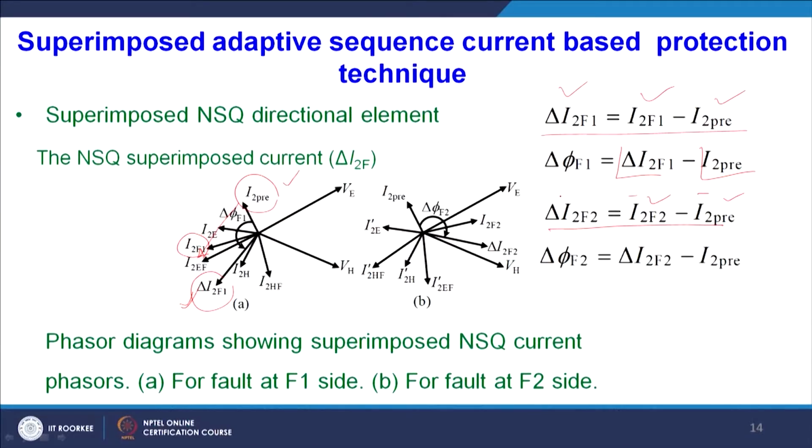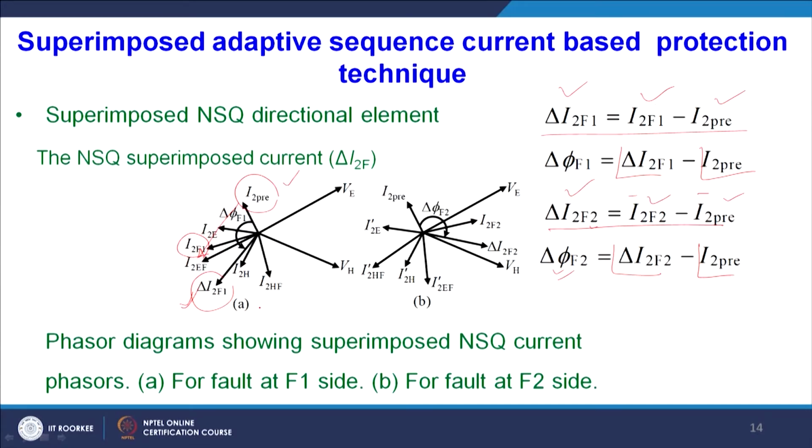Now, after getting this superimposed component of the negative sequence for the F2 position of the fault, we have to find the angle. This delta phi F2 is the angle of this particular phasor minus the angle of this other phasor, so the difference of these two is the angle difference. After getting this angle, what conclusion do we get, how do we determine the fault direction, whether it is in front of the relay or behind the relay?